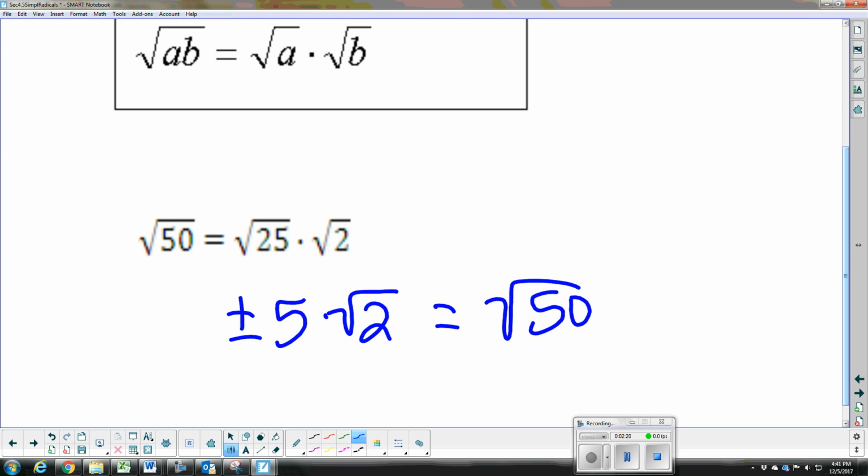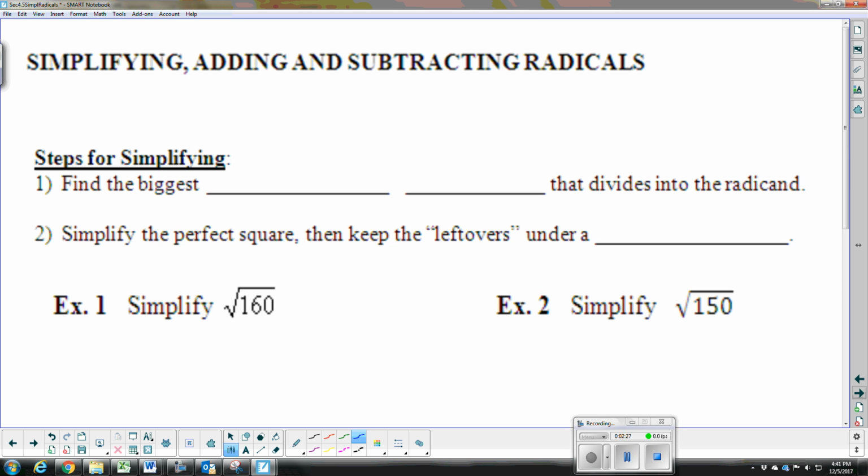Okay, so the square root of a times the square root of b is the same as the square root of ab. All right, so let's look at a couple of these examples on your note sheet. Steps for simplifying: find the biggest perfect square that divides into the radicand. So find the largest perfect square that is a factor of the radicand. And then simplify the perfect square, plus or minus, and then keep the leftovers under a radical.